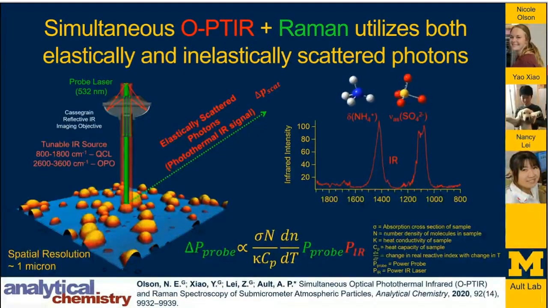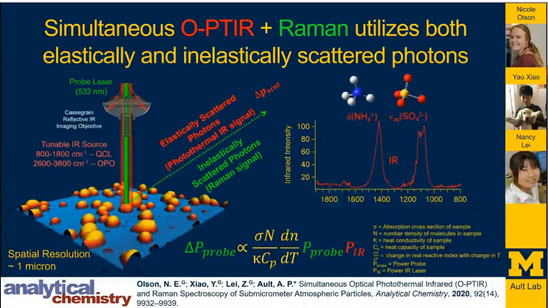So here you can see the ammonium band and the sulfate asymmetric stretch, which is shown for a particle that we generated in the lab that we knew what it was made of. What's really nice is that when we do this, we at the same time are still inelastically scattering Raman photons. And so we can still get Raman shifted spectra that we can look at, collected simultaneously with the IR spectra.